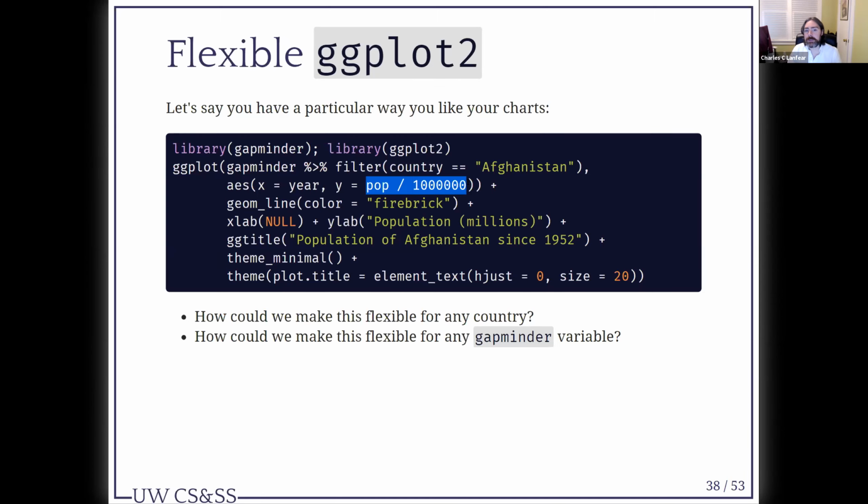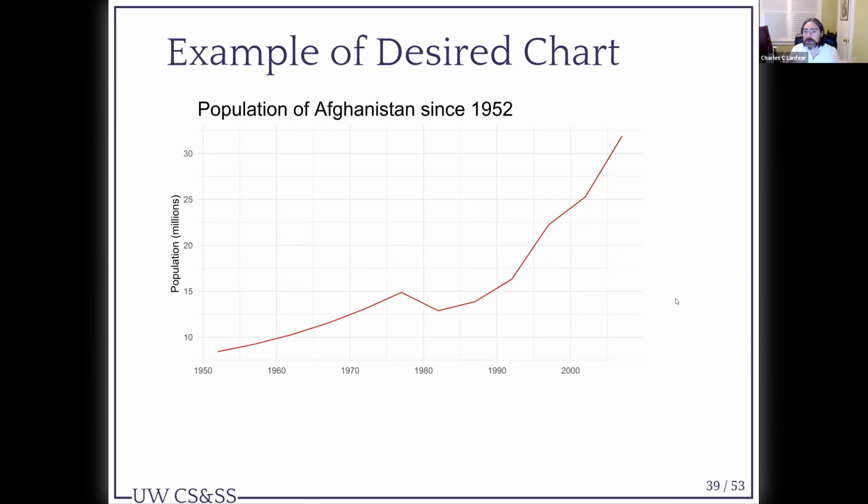So if we want to make this flexible so that we want to write a function that just takes a country and a variable, we got to have a lot of different moving parts. So let's go ahead and do it. We want our plots to look something like this. We want the plot to be like population of Afghanistan since 1952, population in millions.